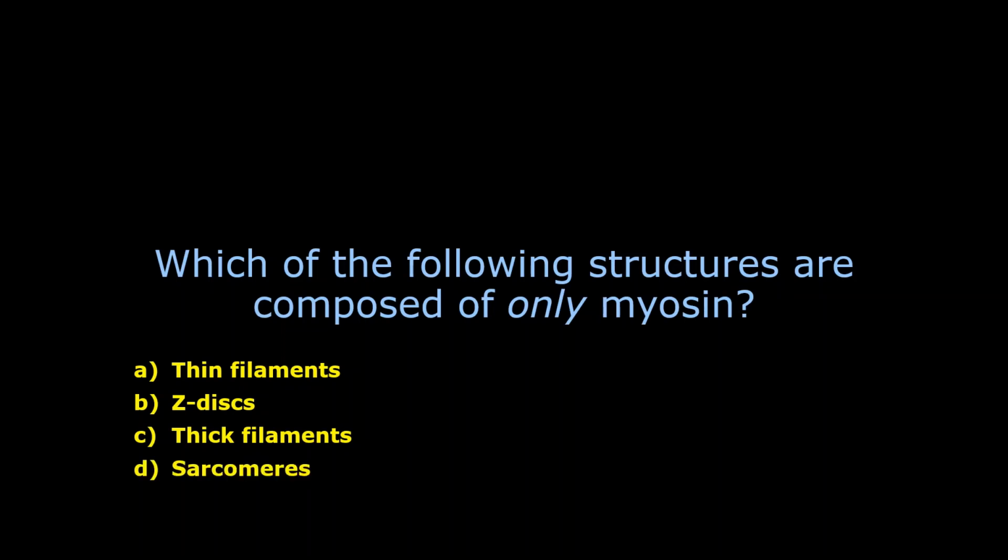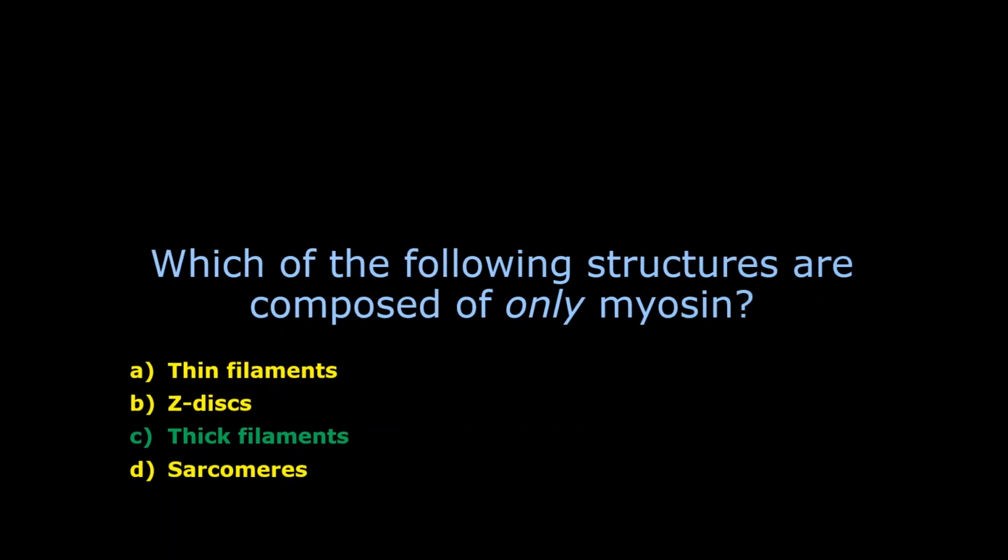Which of the following structures are composed of only myosin? All right, let's check it out. Thin filaments are actin, so that's not it. Z discs are found right in the middle of that light band where we find actin and titin, so that's not it either. Thick filaments are made of only myosin, so that looks like a really good choice for our correct answer. D is sarcomeres. That is wrong, so C is our best one. Only one.